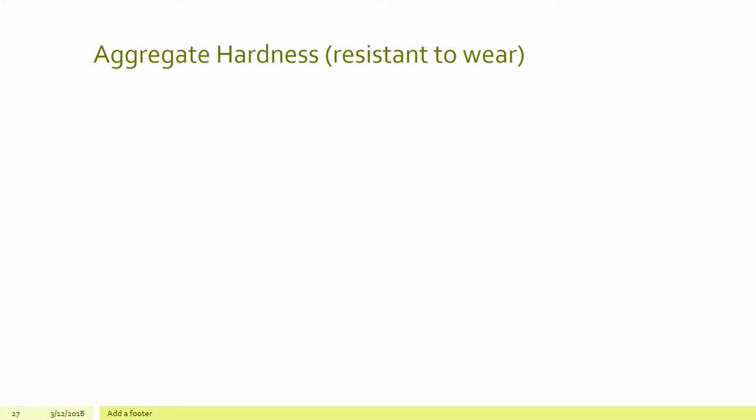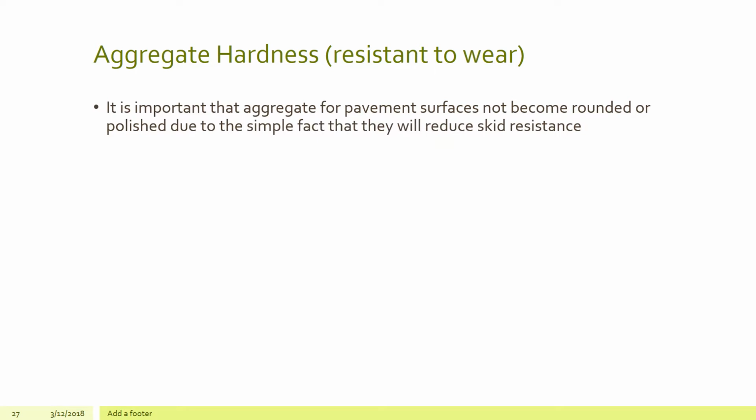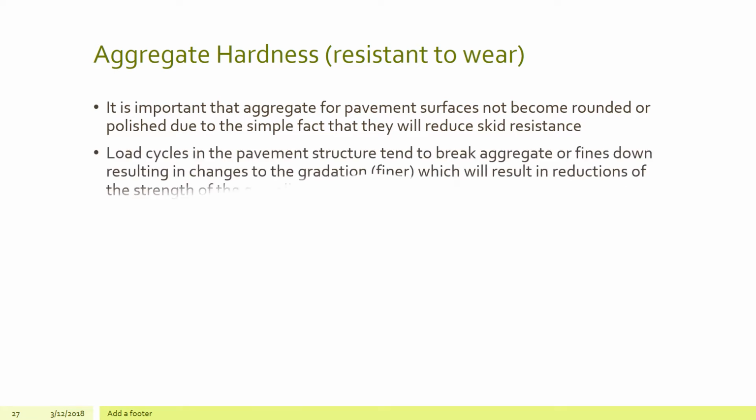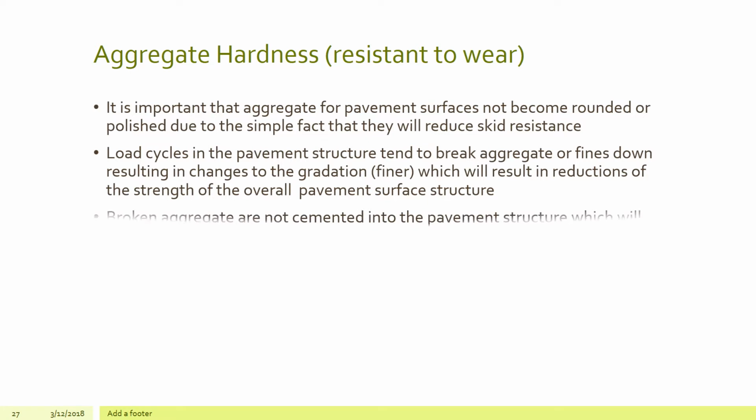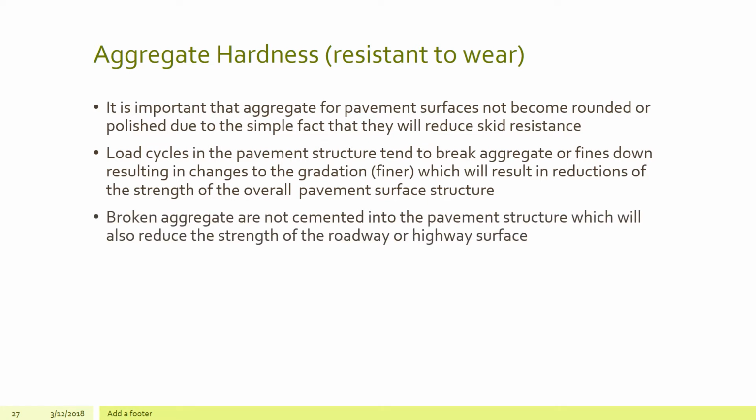Let's take a look at the aggregate hardness, of course, the resistance to wear. It is important that aggregate for pavement surfaces not become rounded or polished, due to the simple fact that it will reduce skid resistance. Load cycles in the pavement structure tend to break aggregate or fines down, resulting in changes to the gradation, which will result in reductions of the strength of the overall pavement surface structure. Broken aggregate is not cemented into the pavement structure, which again will reduce the strength of the road surface or the highway surface that we have.